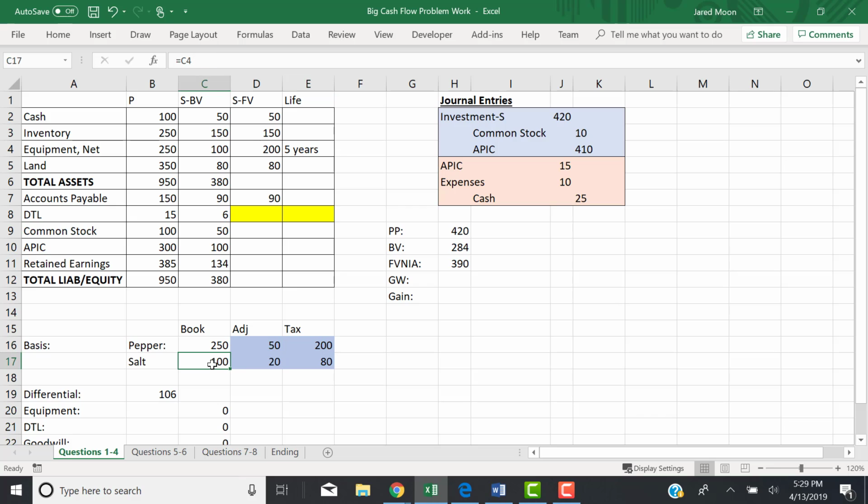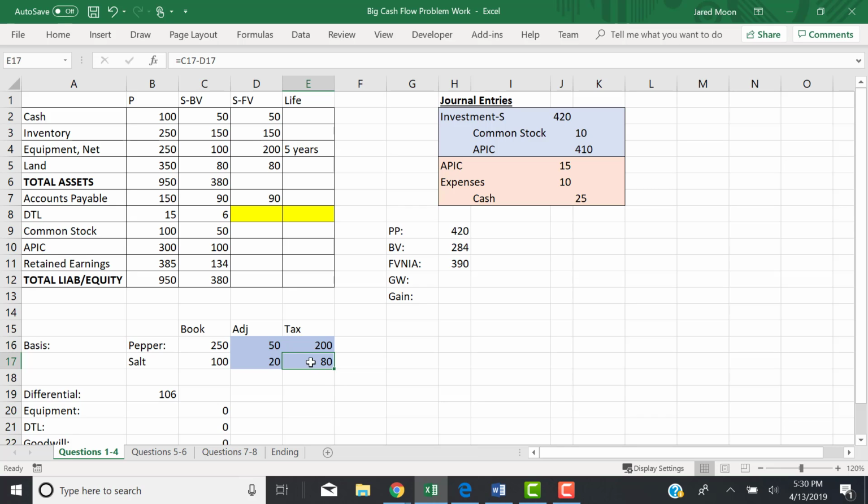Question 2 is, what is the tax basis of the equipment on Salt's books? So $100 comes again from right up here, boom, and we're going to bring that down. The adjustment is $20. Why? DTL of 6 divided by 0.3 gives us 20. Again, DTL, we subtract it from the book basis to get 80, and that's what our tax basis is for Salt. We'll come back to those toward the end on the ending tab.